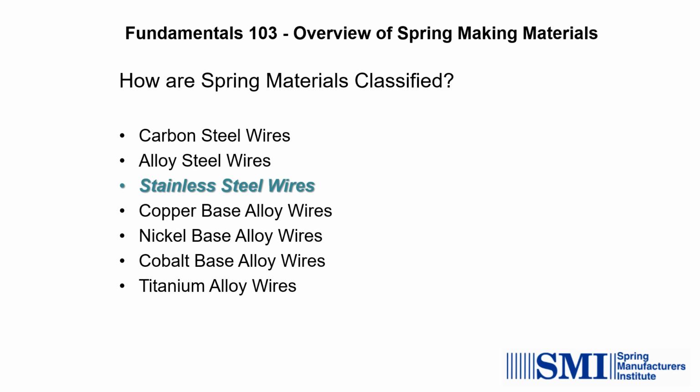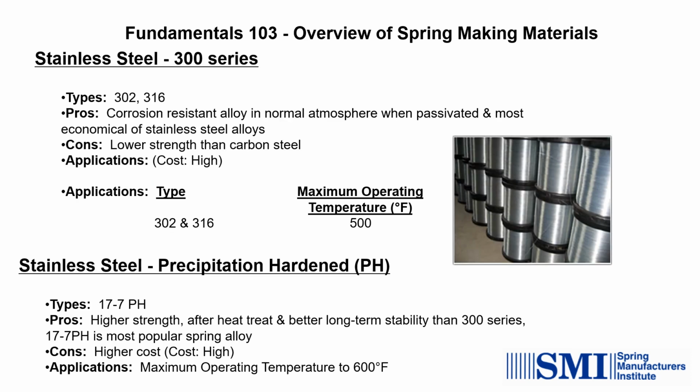Our third family of interest is stainless steel wire. Stainless steel 300 series, types 302 and 316. Pros: corrosion resistant alloy in normal atmosphere when passivated, and most economical of the stainless steel alloys. Cons: lower strength than the carbon steels. They come at a higher cost. Note that 302 and 316 have a max operating temperature of 500 degrees.